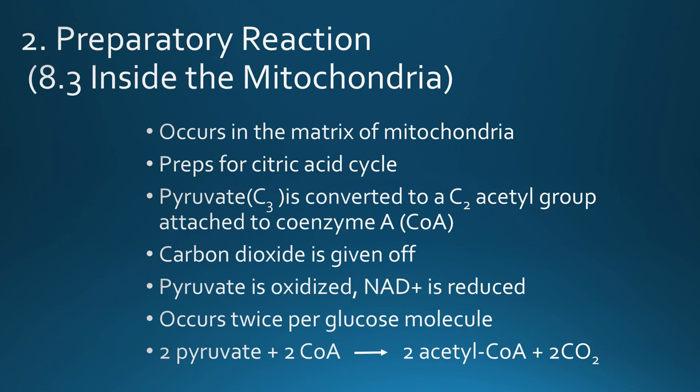So in this process, pyruvate is oxidized, NAD+ is reduced. When the pyruvate splits into the 2-carbon compound and the 1-carbon compound, electrons are lost. These electrons are picked up by the NAD+, and that gives us the pyruvate being oxidized and the NAD+ being reduced. This again is going to occur twice per glucose molecule because we split that glucose molecule and we ended up with 2 pyruvate. And your chemical equation is at the bottom of the slide.